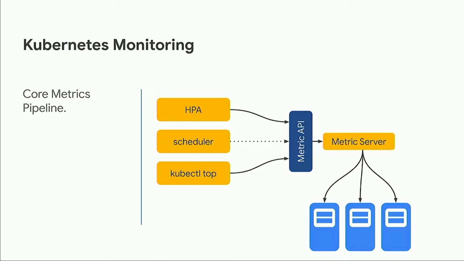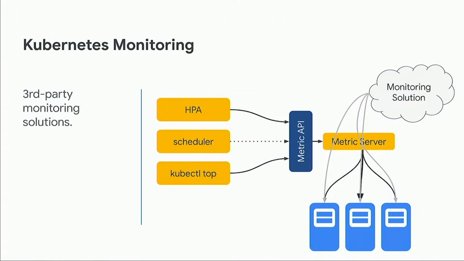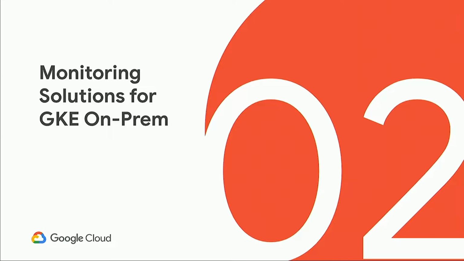But this is just for Kubernetes, right? This has nothing to do with your application workloads. This is all just the internal workings. So for my applications, I actually need a third-party monitoring solution. And so now we need to talk about, okay, well, for GKE On-Prem, what do we use for that third-party monitoring solution? Okay, so let's take a look at that.